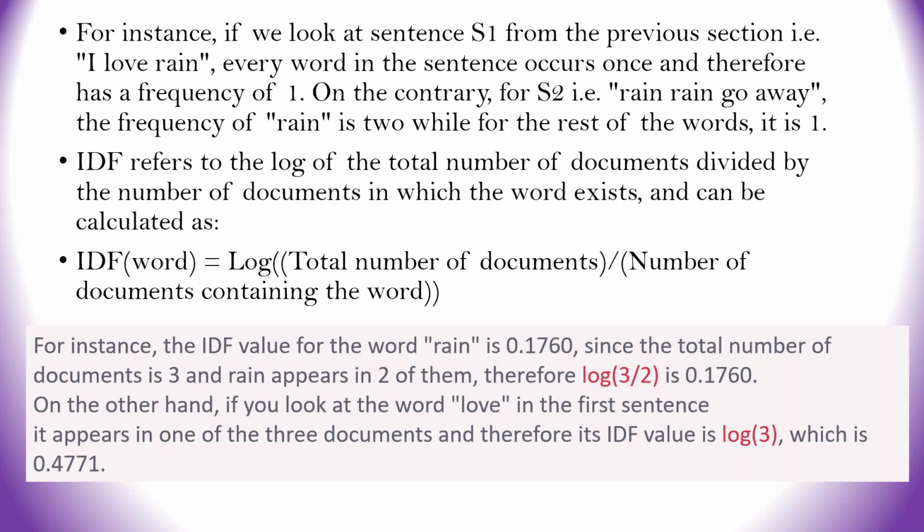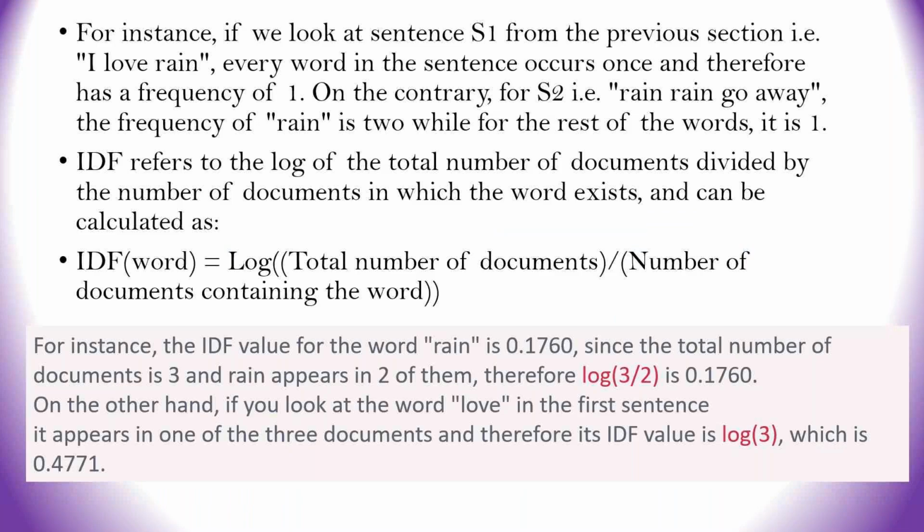On the other hand, if you look at the word love in the first sentence, it appears in one of the 3 documents, and therefore its value was log 3, which is 0.4771. So if we compare IDF and bag of words, this is the main difference, where we have floating point numbers which will give us more meaningful or more precise information rather than giving zeros and ones.